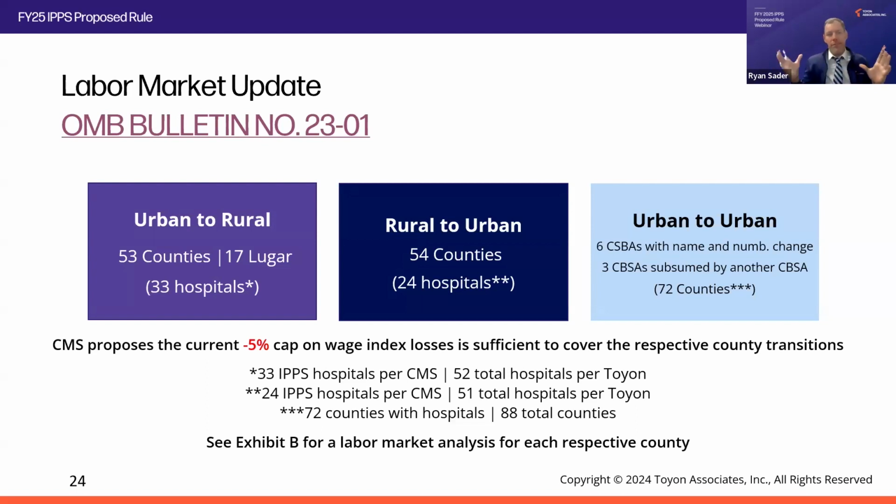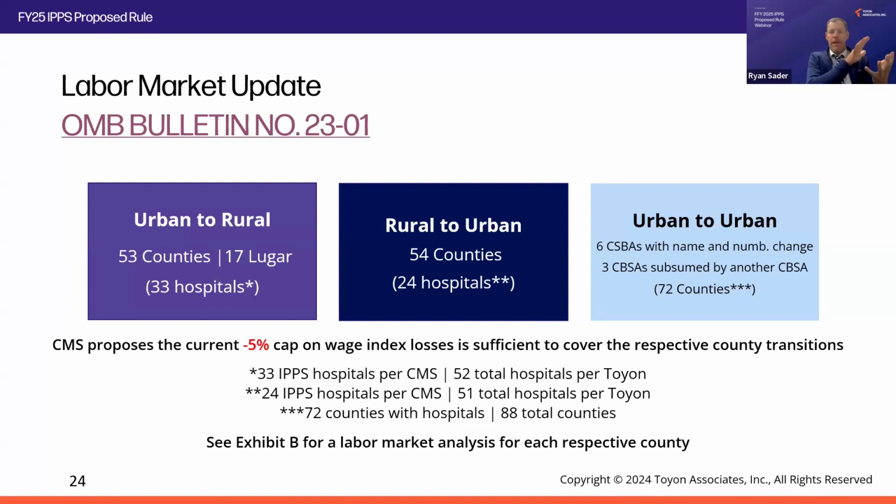But this was kind of the full update based on the 2020 census. So we knew this was coming. And so, like I said, there's a lot of language in here to show these new markets based on the latest OMB bulletin that came out last year. So just high level here on this slide, we've got urban to rural changes, right?